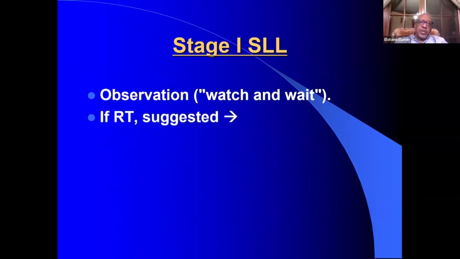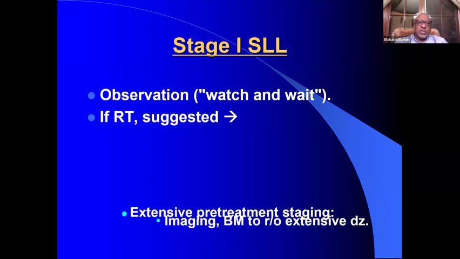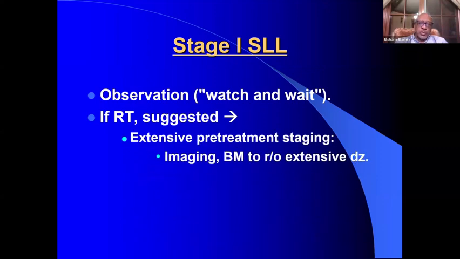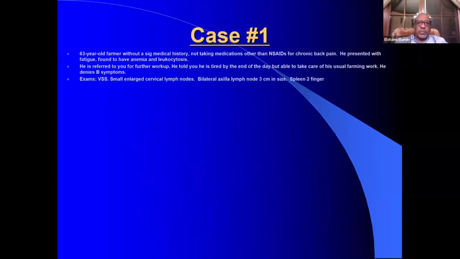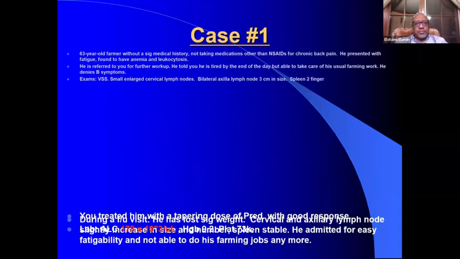However, if the patient doesn't like a disfiguring mass in the neck and you want to treat with radiation, then we should do extensive pre-treatment staging. That means even for stage 1, we should do scans and a bone marrow to rule out extensive disease before we treat with radiation. So if you or the patient choose to treat, then you have that extensive workup. Now we are back to our patient.